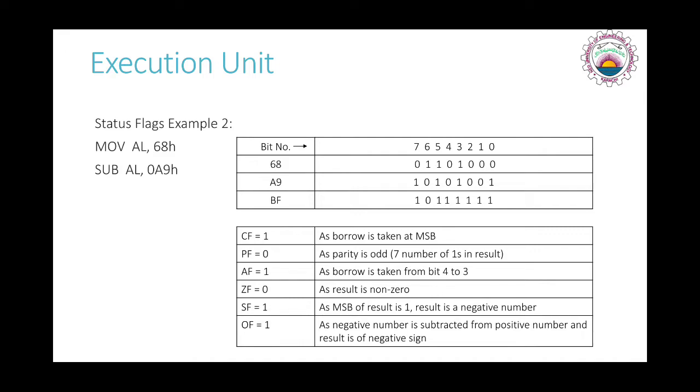Now overflow flag, we have subtracted a negative number from a positive number, and the result is having a sign bit of the second number, that is 1. So this is an overflow condition. So you have subtracted negative from positive and the result is negative. So that is an overflow condition. So overflow flag will be having logic 1.